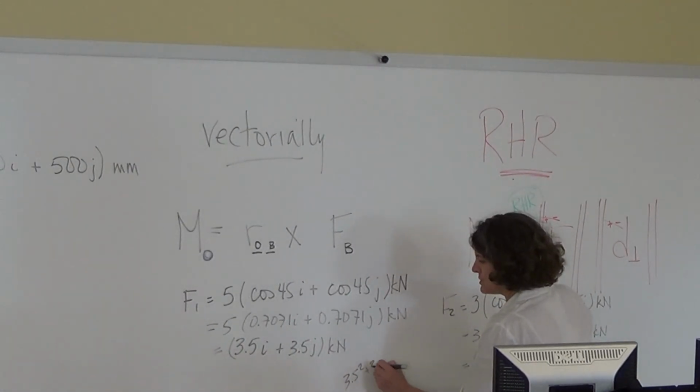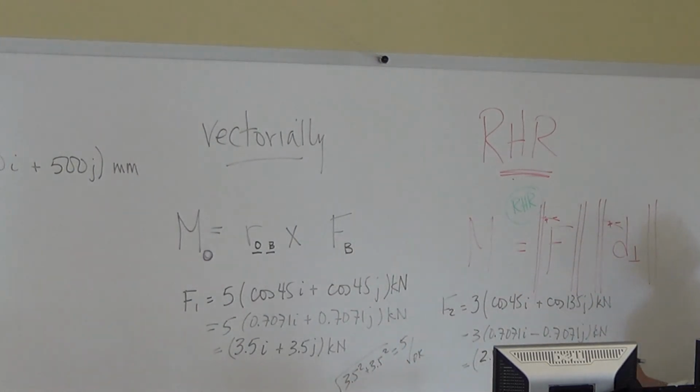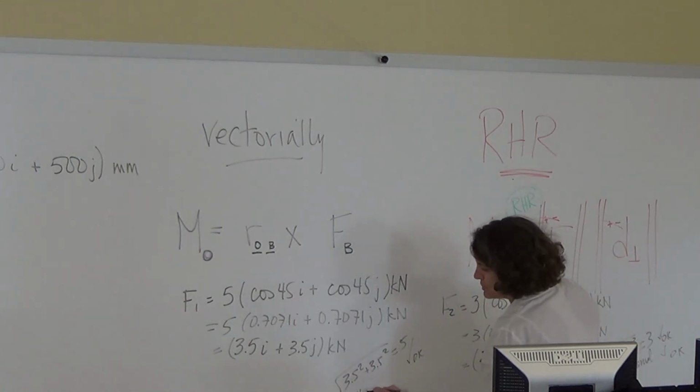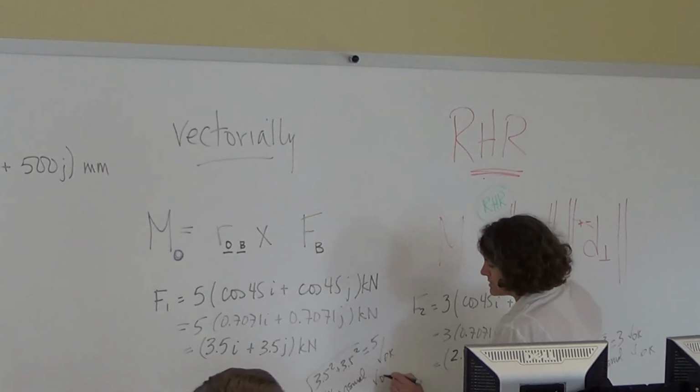3.5 squared plus 3.5 squared under the radical should equal 5, and it does. And 2.1 squared plus 2.1 squared under the radical equals 3, and it does. And a positive-negative visual check: I should have a positive x and a negative y for F2, I do. And for F1, they're both positive, yes.